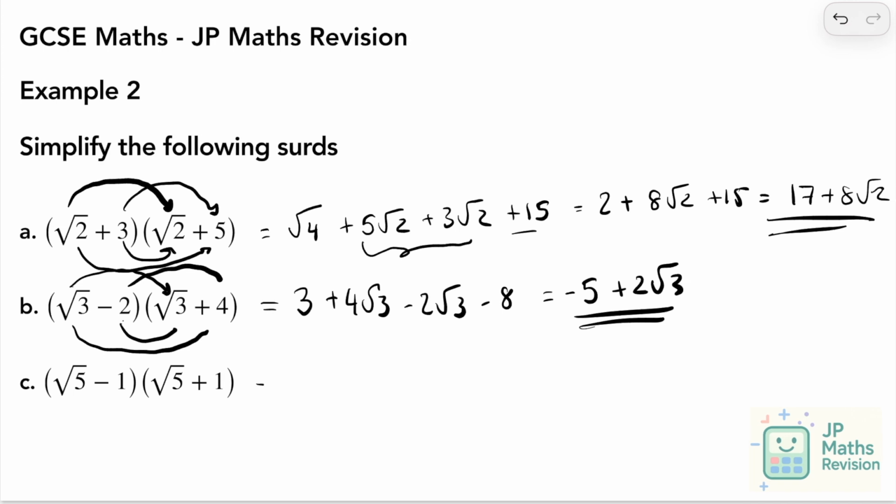This one here is a lovely example because we get a very special result. So we've got root 5 times root 5. So again, we're doing root 5 times root 5, that's root 25. And then square root of 25 is 5. So we're back to where we started. So that's going to be 5.